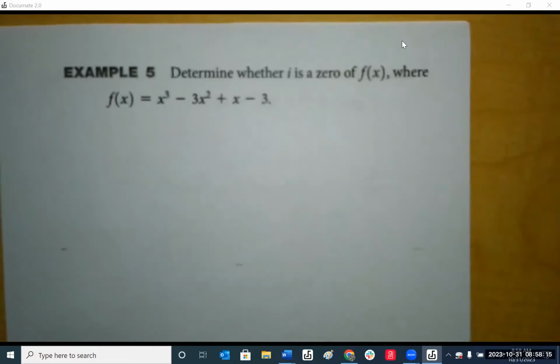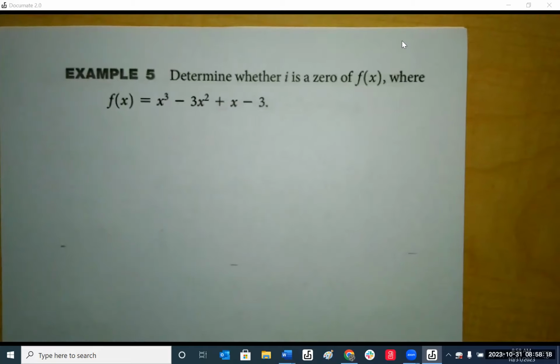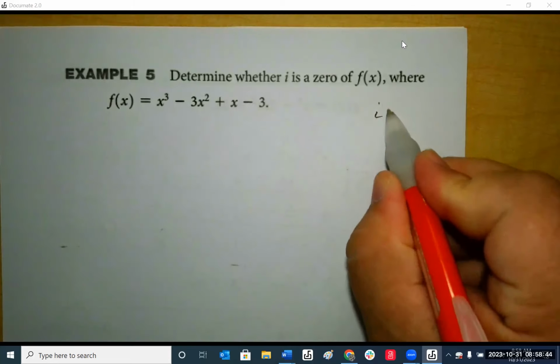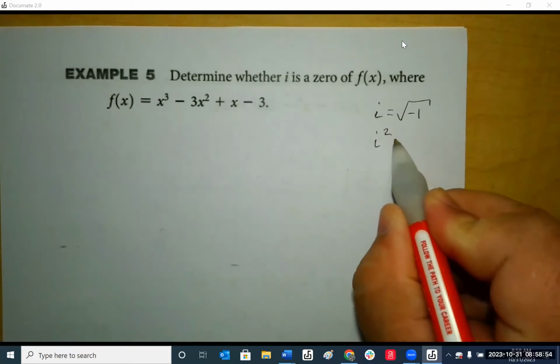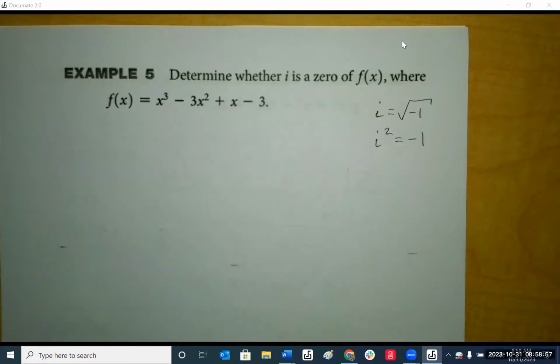Number 5. Ooh, this is an interesting one. Determine if i is a zero of the function. What do we remember about i's? It's imaginary. Where does it come from? i equals the square root of negative 1. So whenever you have an i squared, that's the same thing as negative 1.